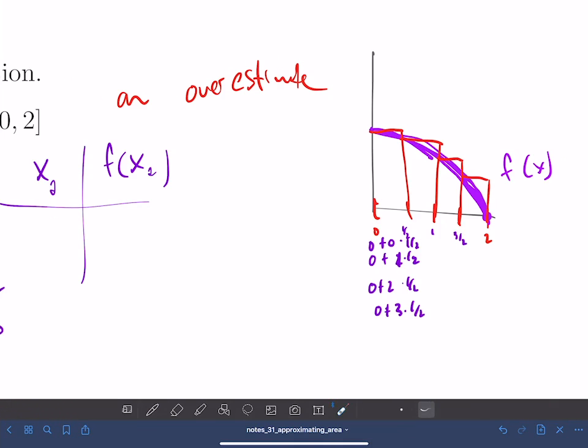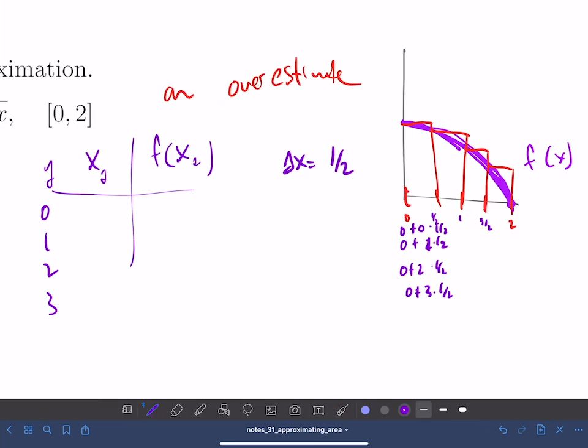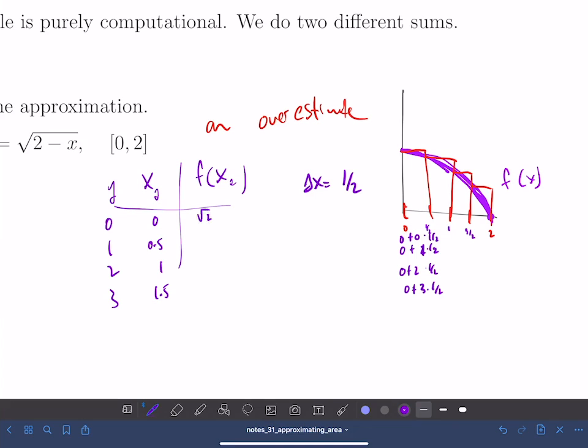And this thing here is a, and then this part right here is j times delta x. My delta x equals a half. So let me put in my x sub j's: 0, 0.5, 1, 1.5. F of x sub j at those places. Well, okay, so I need the height of the function at those places. It's going to be root 2, square root of 3/2, square root of 1, square root of a half.